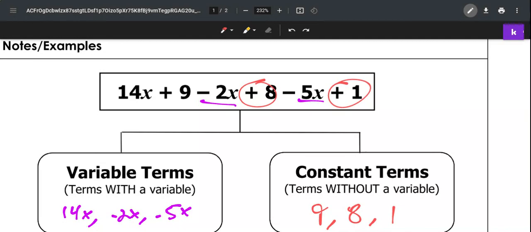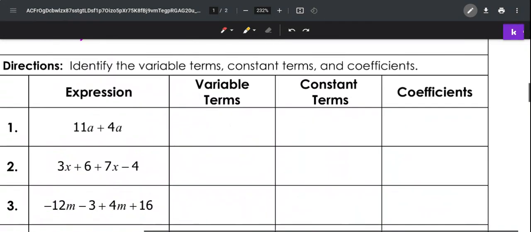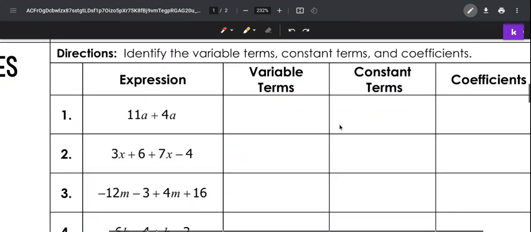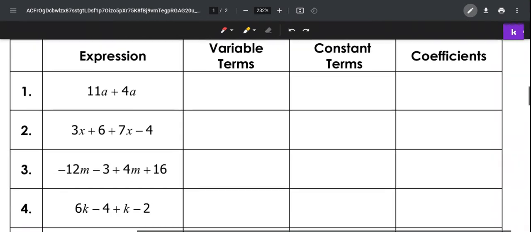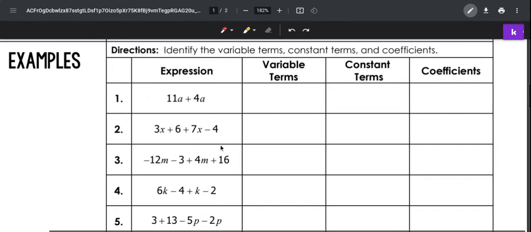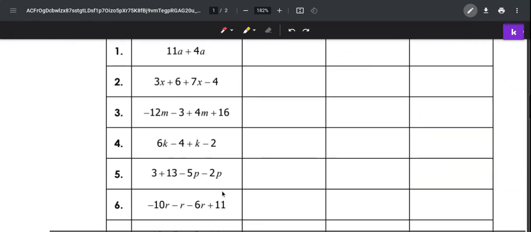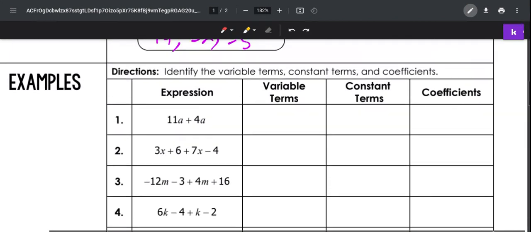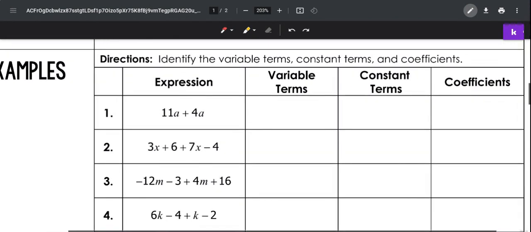All right, so now let's go to some examples. When we look at these examples, we're just going to break down the variable terms, the constant terms, and the coefficients. What you could do right now is pause this and see if you can figure these out, because I'm going to go over a bunch of these. That's a good way to go about this. So if you want to do that, just go ahead.